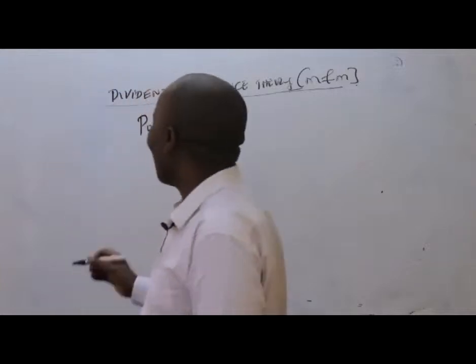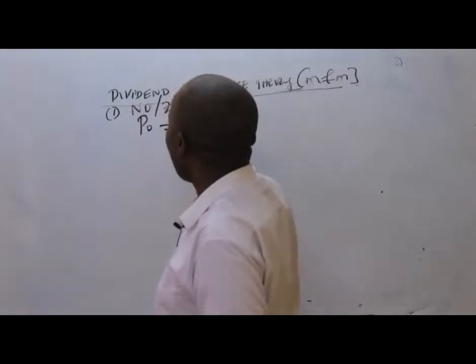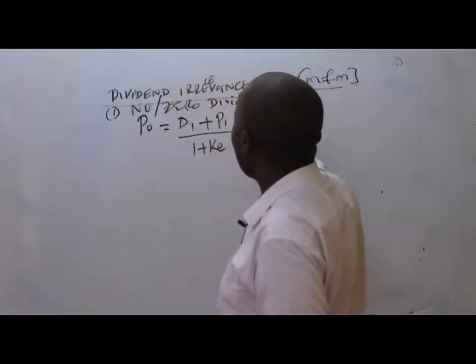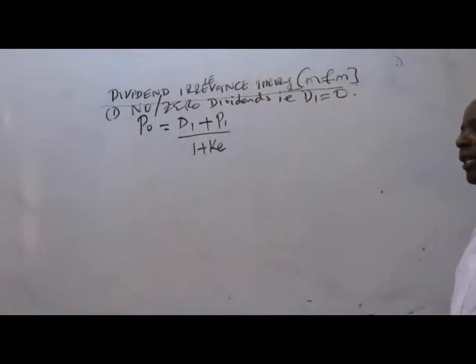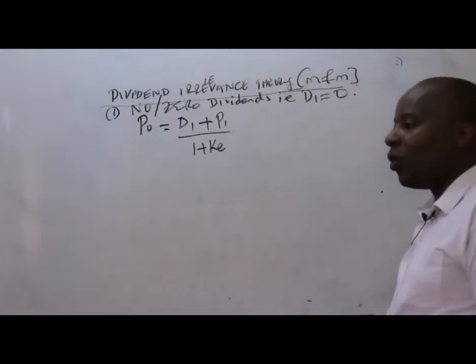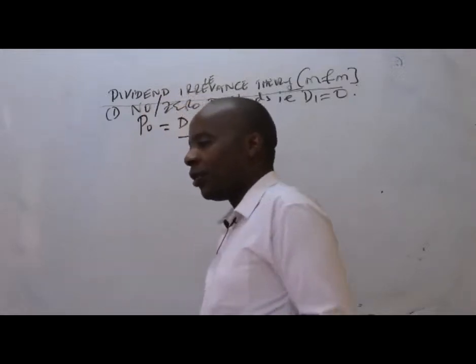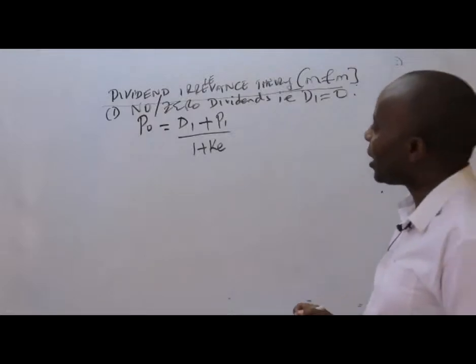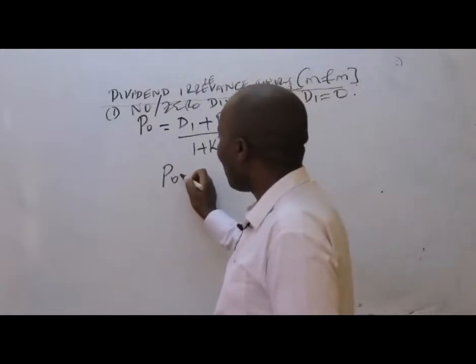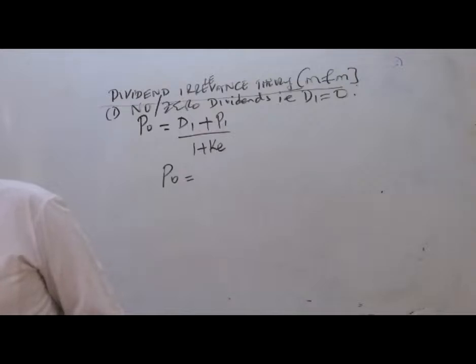So we look at Roman 1. Remember Roman 1, no dividends, or zero dividends, i.e. D1 equals 0. Then if that is the case, ladies and gentlemen, remember in this question they have already given me P0.